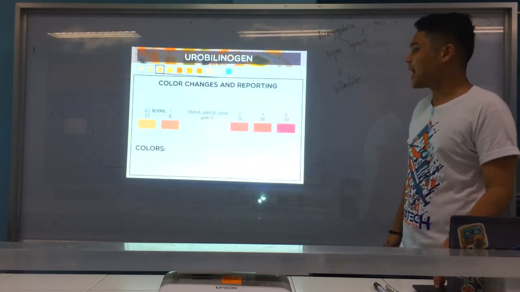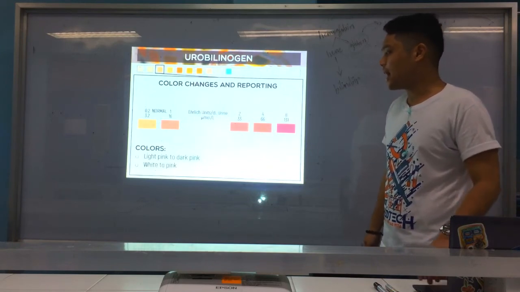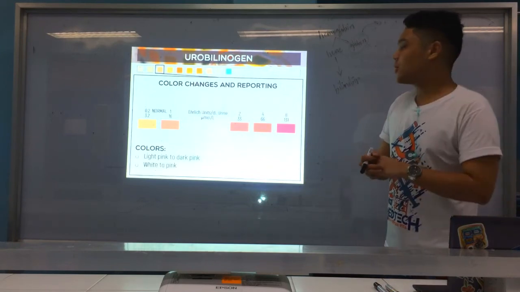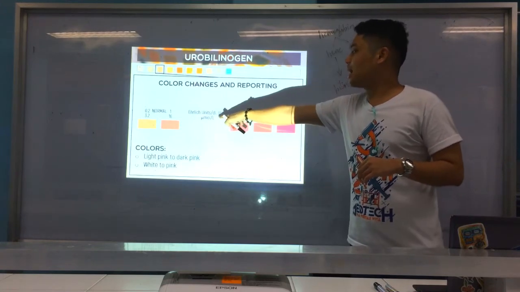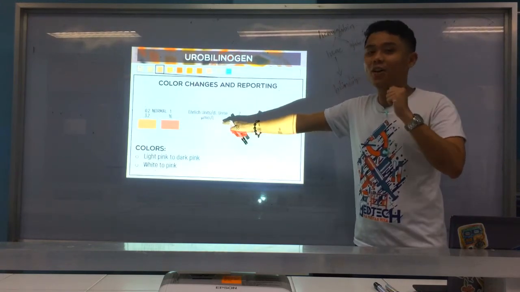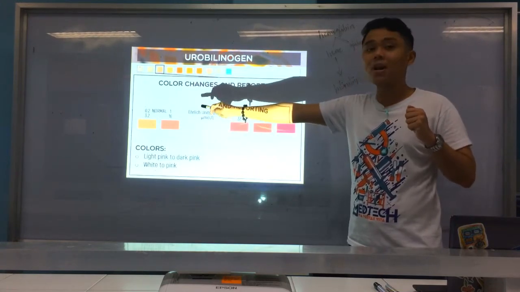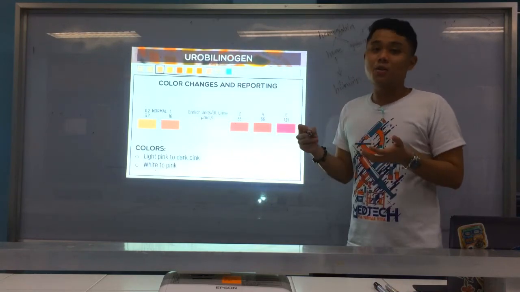Now, for color changes, again, light pink to dark pink and white to pink. Okay, so again, please take note, kamantay mo, iyahang reporting is again Ehrlich units. And please take note, if normal ra, muna ito ibutang sa imuhang results sa urobilinogen.